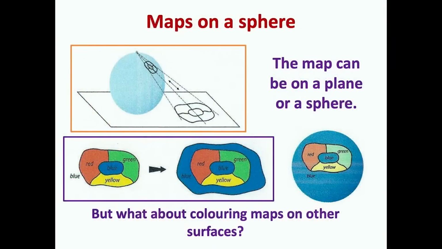So you can think of other surfaces. One of the simplest surfaces after a sphere is a torus, or bagel, if you like. Okay, and then you can have more holes in it, like a pretzel or whatever. Why you want to colour maps on pretzels, I'm not sure.